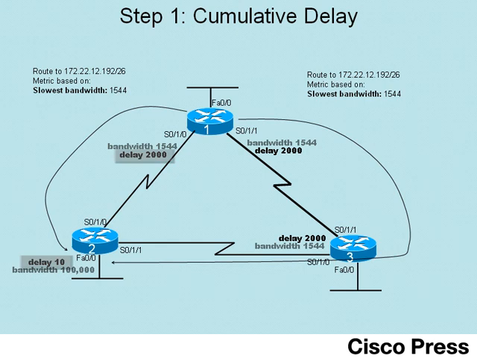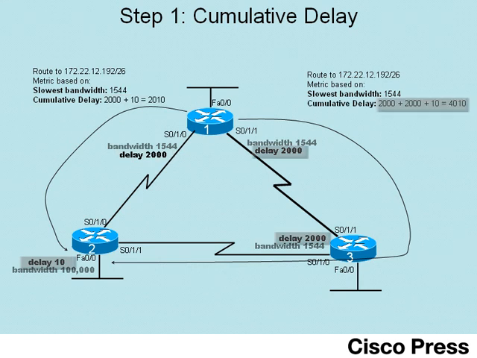So if you take a look at the R1 to R2 route, we see that the cumulative delay will be 2010. If you then look at the other route, see the cumulative delay is 2000 plus 2000 plus another 10, or 4010. So as it turns out, even without knowing the details of the EIGRP metric calculation, we can predict that R1 will pick the left-hand path over to the subnet on the bottom left because the bandwidth ties between the two competing routes, but there's a smaller cumulative delay over the route to the left.